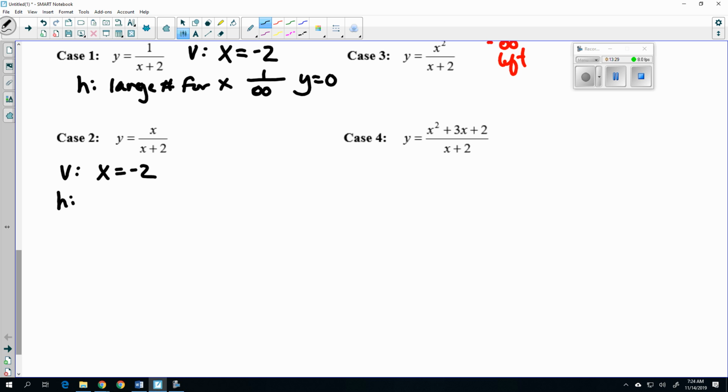Horizontal says x large. So you're going to have a large number over a little bit smidgy larger number. Would you agree with that? Is it enough to make a difference? So what's that going to go to? It's going to go to 1. So y equals 1 would be my horizontal. Yeah. So it just bumped it up a little bit.